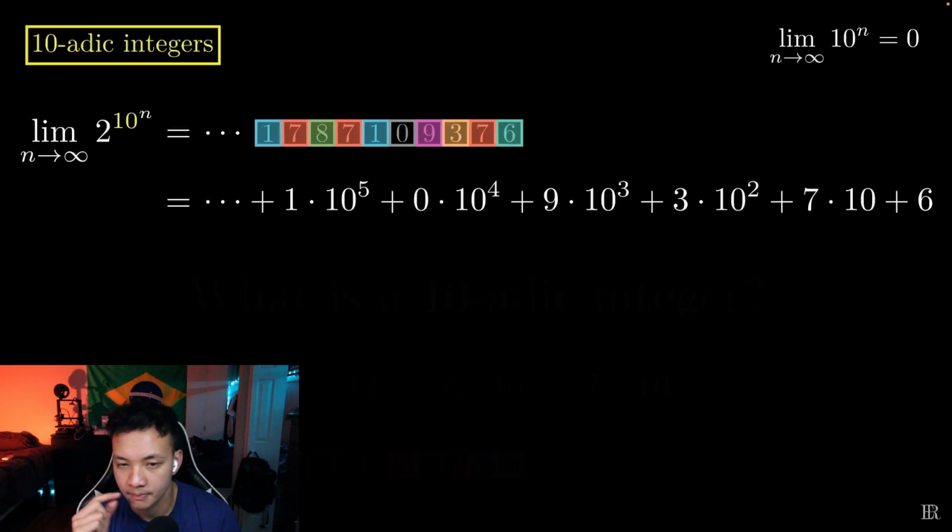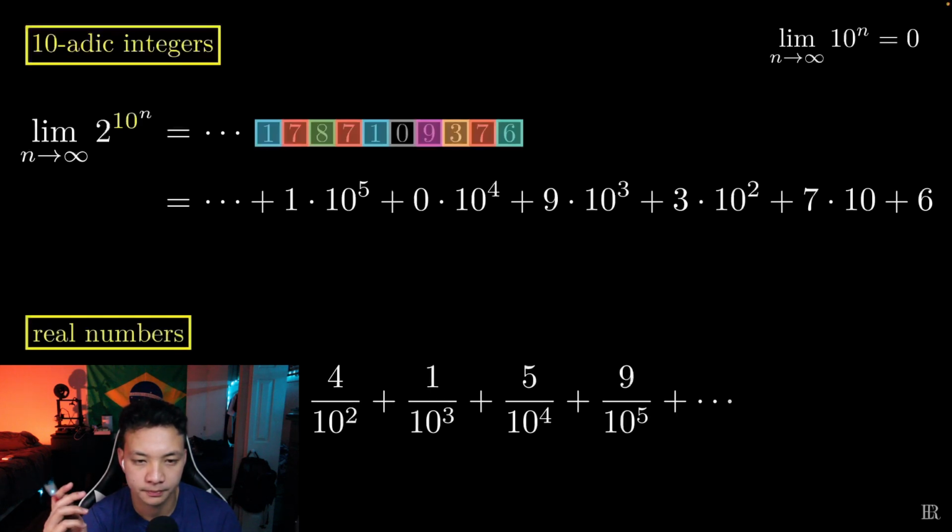Just like we can make sense of this infinite sum in the real numbers, where powers of 10 get big, we can make sense of this infinite sum in the 10-adic integers, where powers of 10 get small.